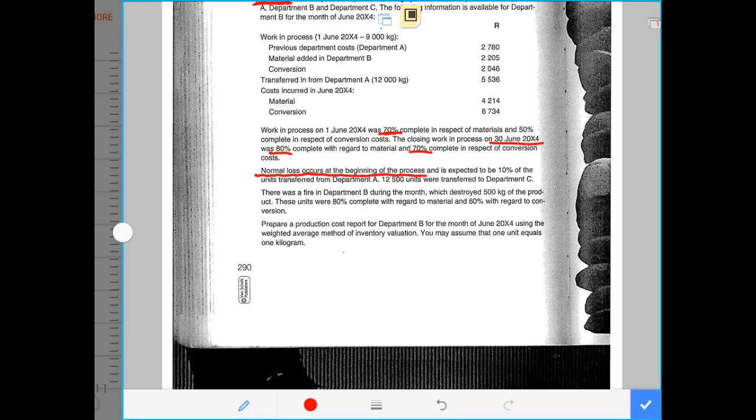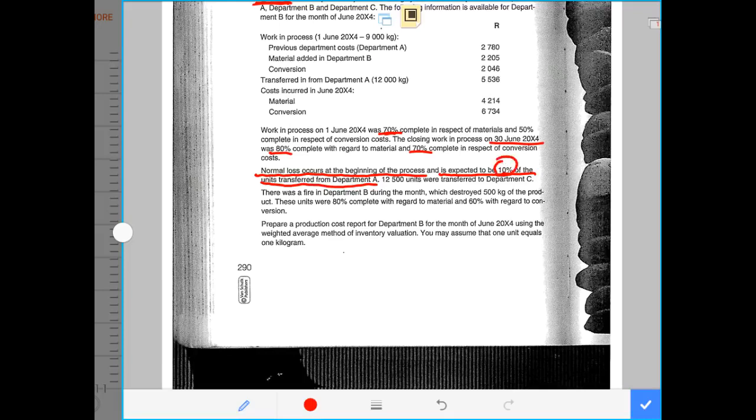Then in the next paragraph, it further says that normal losses occur at the beginning of the process. That means normal loss occurs at the end of the previous process, which is the beginning of the current or the new process or the new department. The normal loss occurs at the beginning of the process and is expected to be 10% of the units that were transferred from Department A.